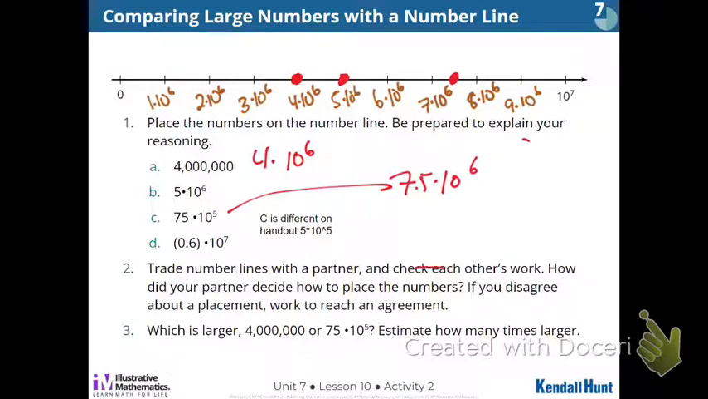Okay? This C that's different on the handout: 5 times 10 to the 5th. Who can tell me where that would go? 5 times 10 to the 5th. Ivy?